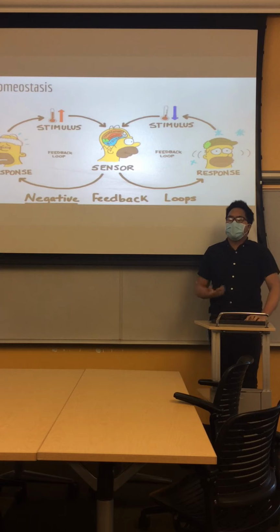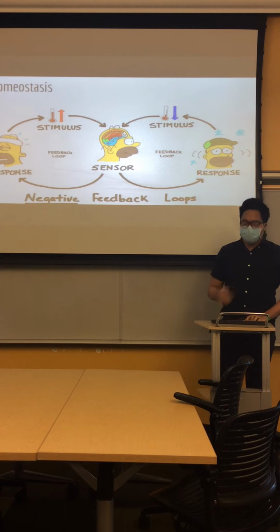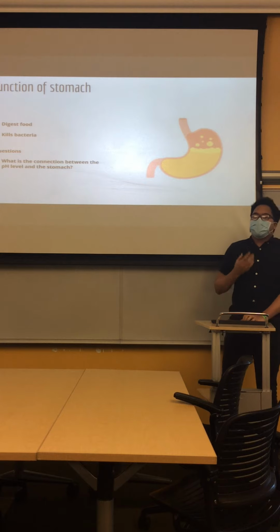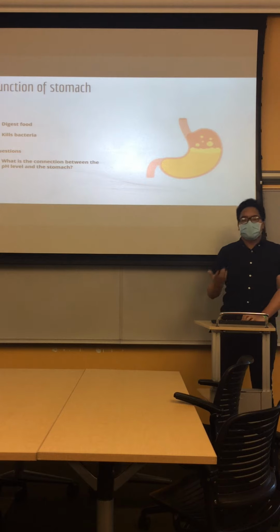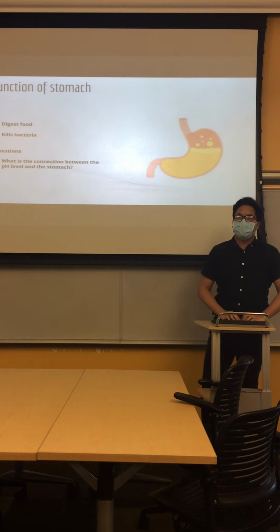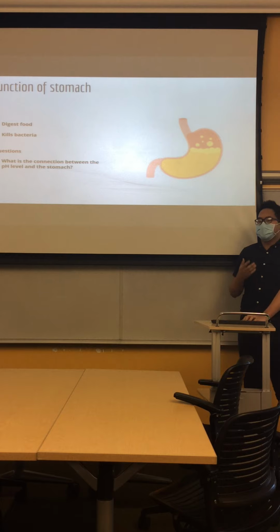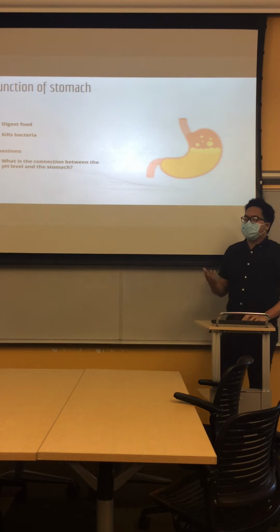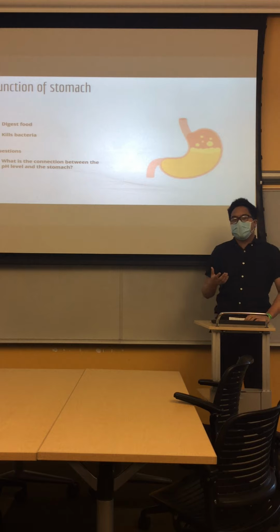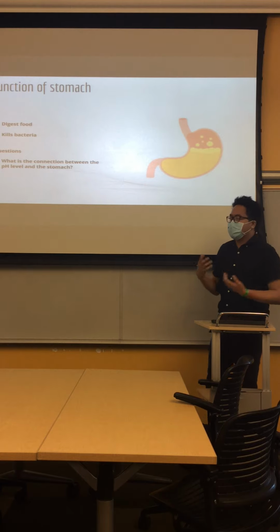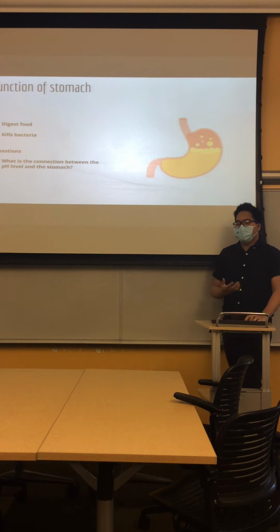Now that we've spoken a little bit about homeostasis, let's talk about the stomach. Our stomach's main function is digesting food for nutrients and nutrition, which we can then use for our sensors in homeostasis. We also use it in our immune system, which kills bacteria. It's like a gatekeeper in our immune system. It kills off the bacteria because of how acidic your stomach acid is.